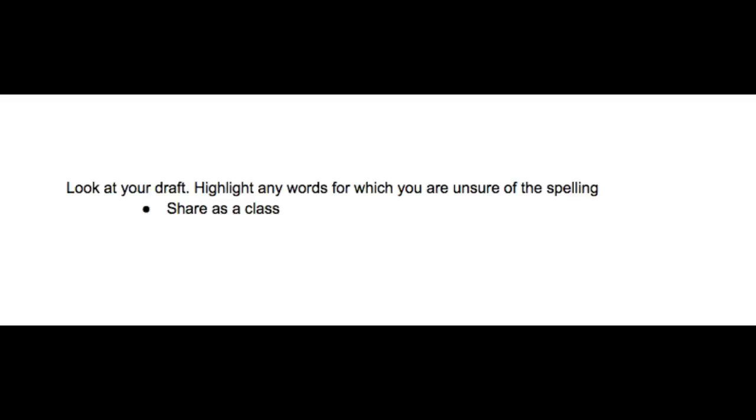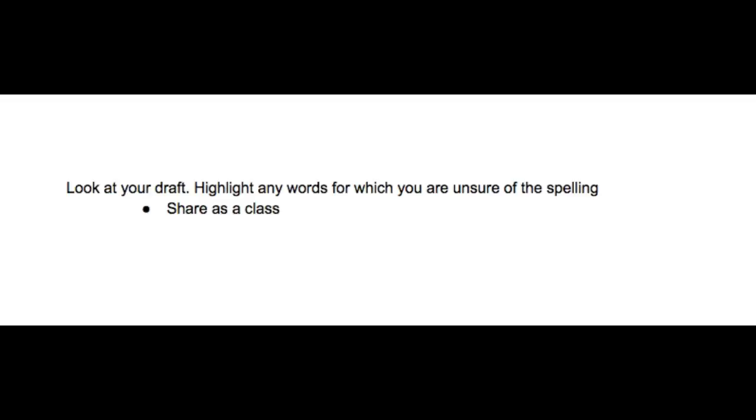We will start making the final versions of your draft and make them into books for our class library. Published pieces of writing need to be spelled correctly and have as few errors as possible. Today we'll proofread drafts and check them for spelling and punctuation errors. We're going to start this by looking through your draft. You're going to highlight or comment on any words that you're unsure of the spelling.